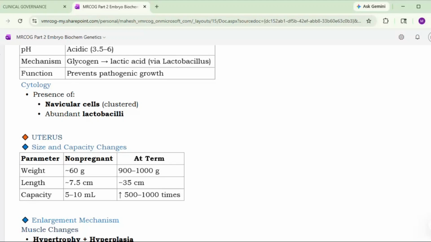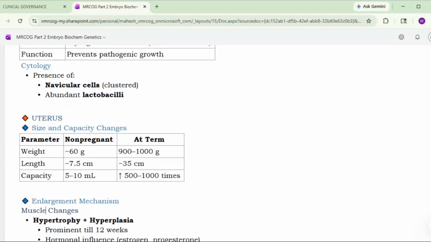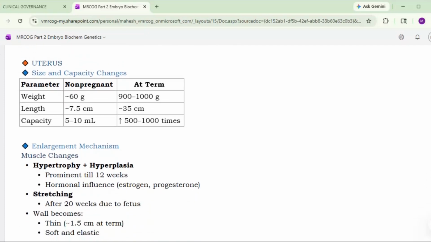Then coming to the uterus, what happens in the uterus during pregnancy? The size and capacity change. In the non-pregnant uterus, the weight of the uterus is just 60 gram, which will become around 1000 gram, almost 1 kg. The length, which is normally 7.5 centimeter, will become 35 centimeter. The capacity of the uterine cavity, which is hardly 5 to 10 ml, will become more than 500 up to 1000 times. There is an increase in the capacity.